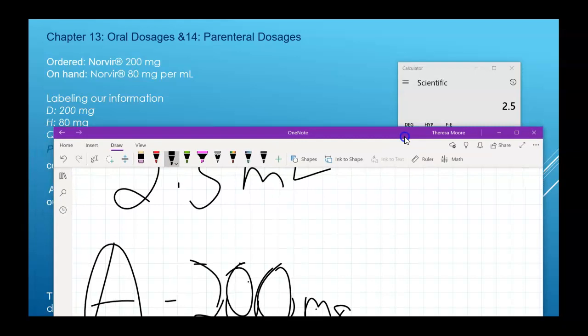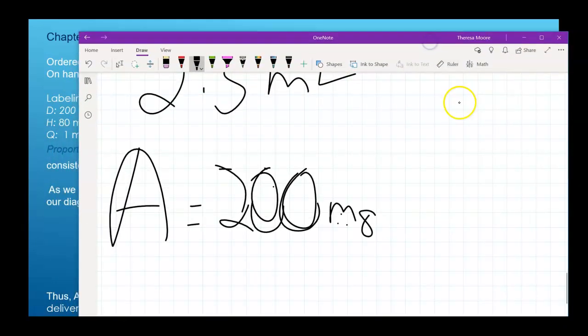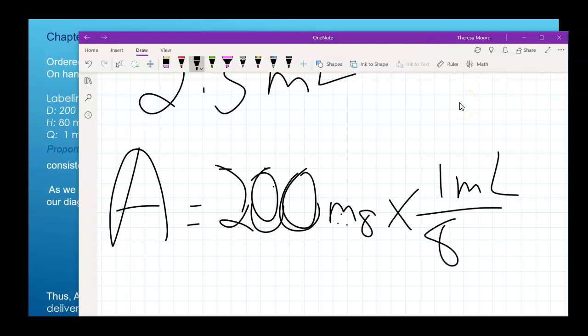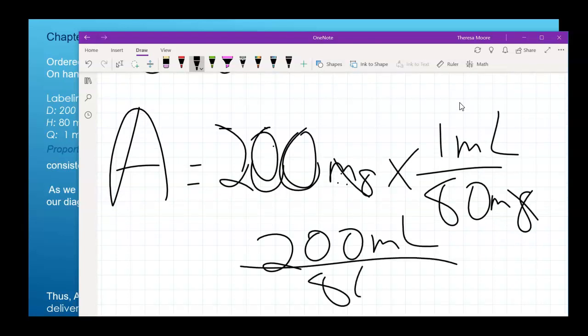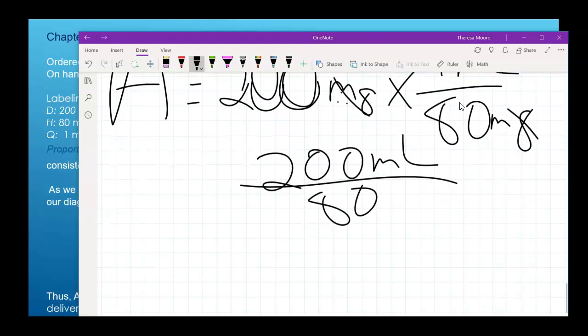So we want to get rid of the milligrams and end up with milliliters. So we're going to multiply this with 1 milliliter on top and 80 milligrams on the bottom. This way your milligrams cancel. And when you multiply across the top, you get 200 milliliters. On the bottom, you get 80. And that's going to give you your 2.5.